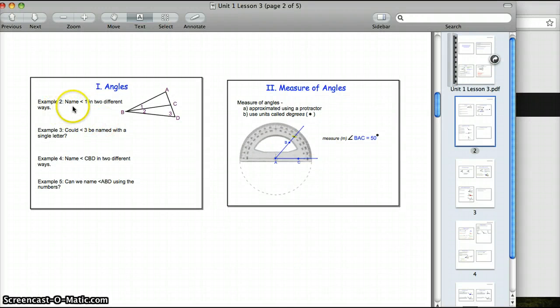So example number 2 says, name angle 1 in 2 different ways. So here's angle 1. We can name it angle ABC, or we can name it angle CBA.